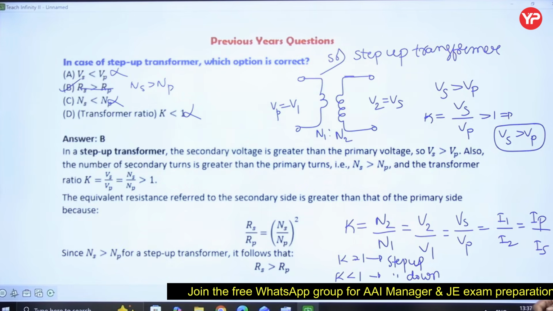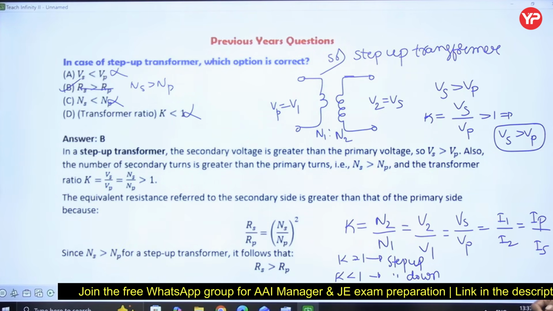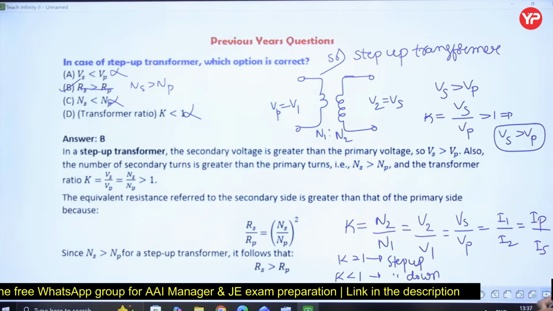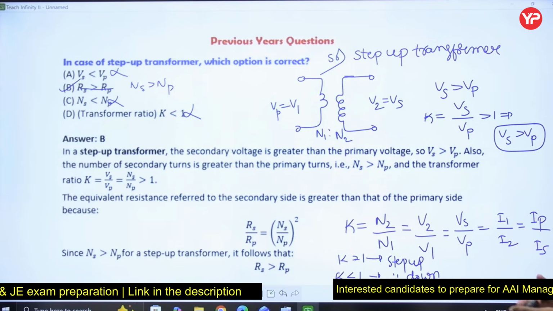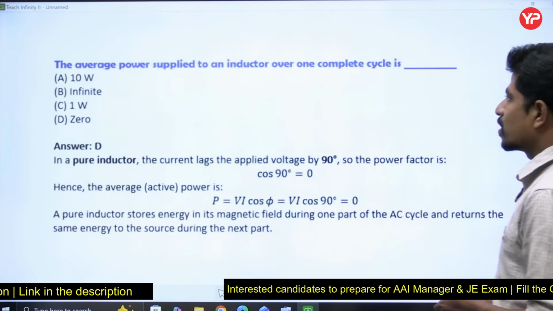So R, if they are talking about resistances, primary resistance and secondary resistance, that is fine, but it is not about resistances, right? It is about number of turns, right? Let's go to the second question.